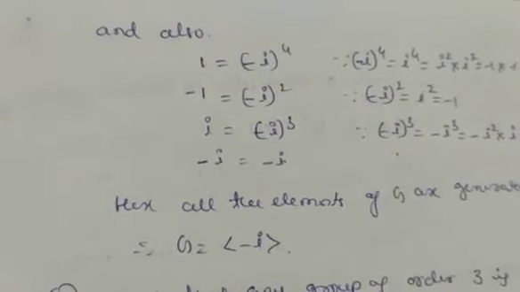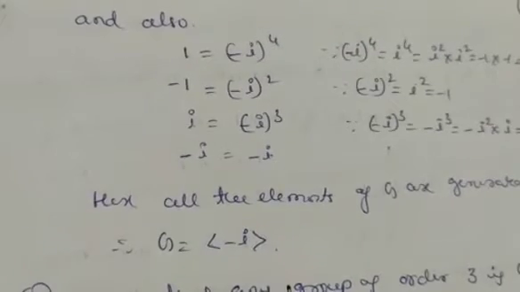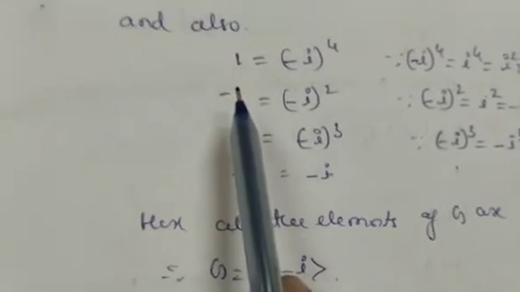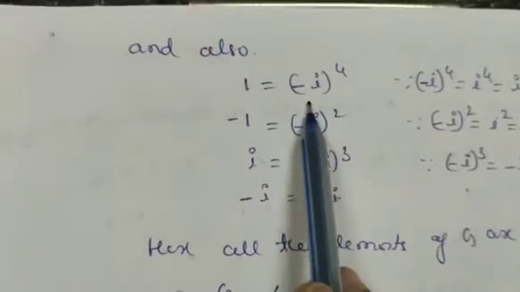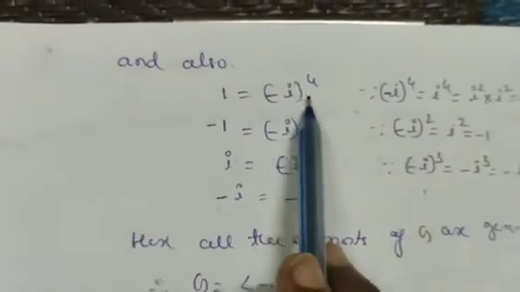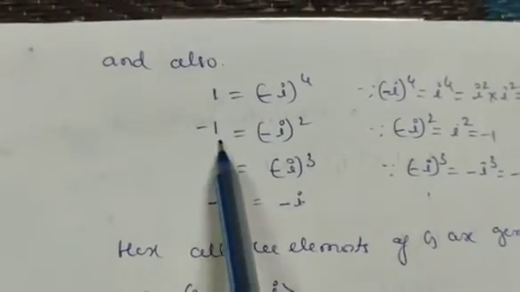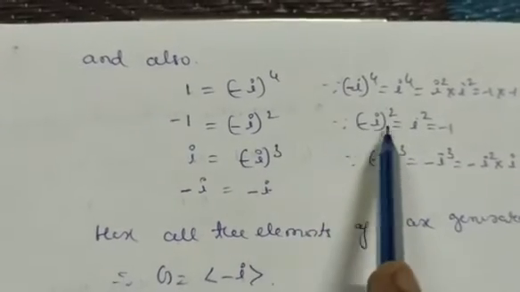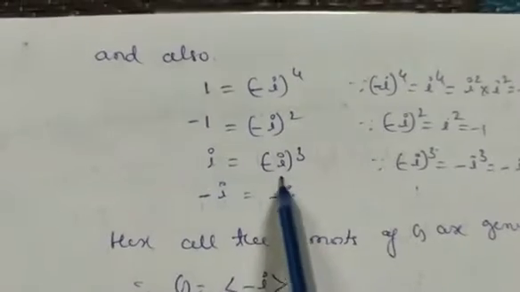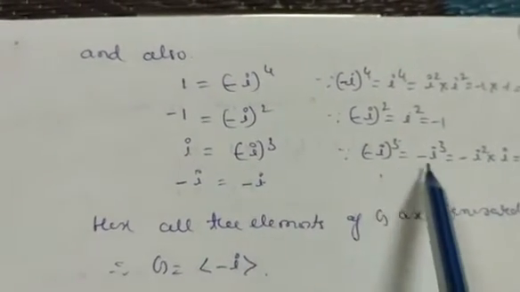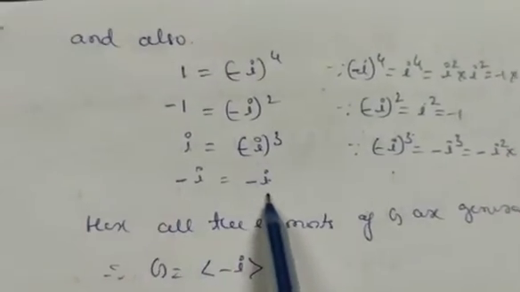And we know that a group may have 2 or more generators also. Let us see here. This 1 can also be written as minus i whole raised to 4, because minus i whole raised to 4 is i raised to 4, and its value is 1. And minus 1 is minus i whole square. So minus i whole square is plus i square, its value is again minus 1. So i is nothing but minus i cube. You know minus i cube is minus i cube, and i cube is minus i, so it is equal to i, and this minus i is minus i.